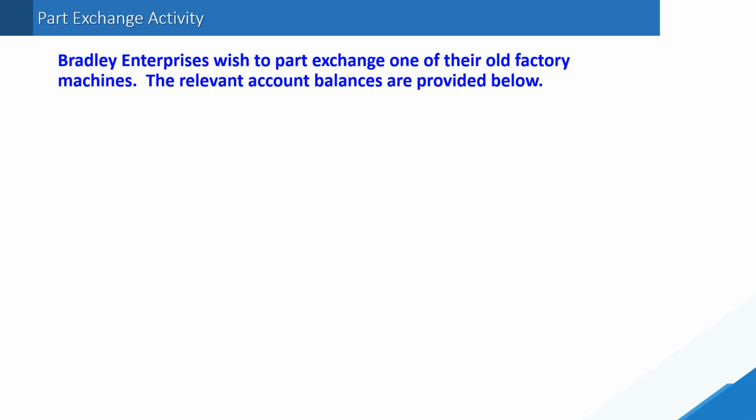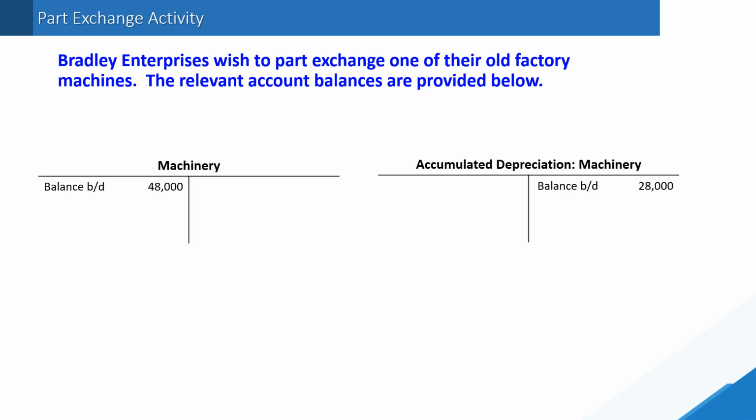So now let's look at that final activity, and let's bring together the 4 steps that we've just viewed on the previous slide. Bradley Enterprises wishes to part exchange one of their old factory machines. The relevant account balances were given below. So we've got opening balances on both the machinery at cost account of 48,000, and we've got accumulated depreciation of 28,000. Within those balances, we've got values of multiple assets.